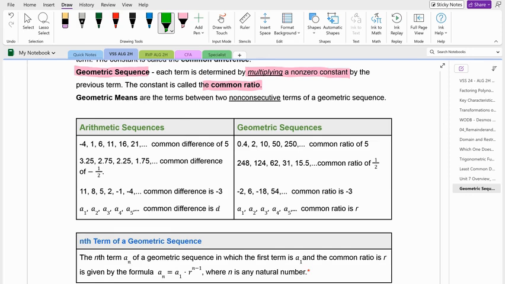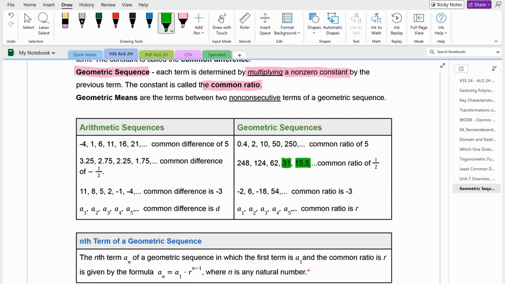Some examples here. I'm going to switch to green. If you want to test whether a sequence is geometric, then you just take one of the terms and you divide it by the term before it. So 15.5 divided by 31, that's one half. We would continue to test.